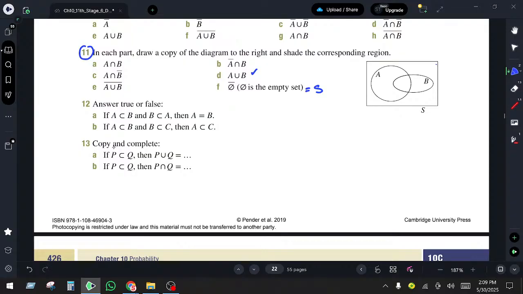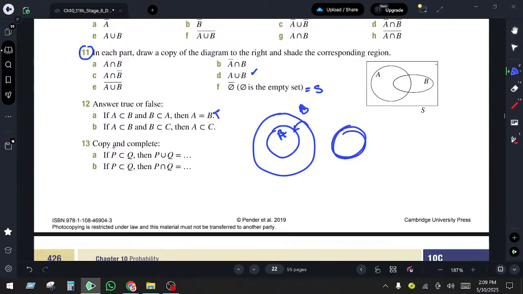Now, answer true or false. A is contained in B. Means this is A and here it is B. Sorry, it is B is contained in A. So A is contained in B, and B is also contained in A. So both are the same sets. Okay, this is true.